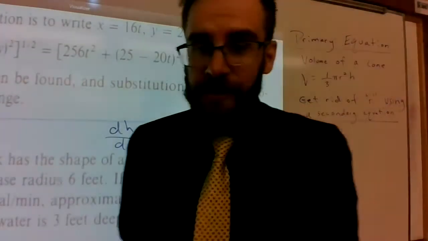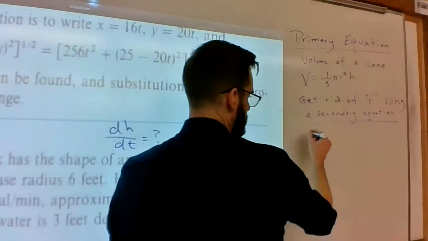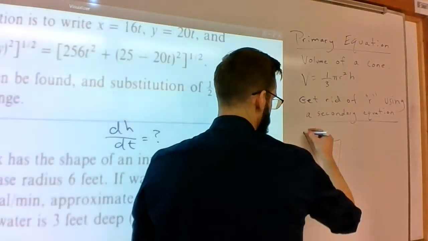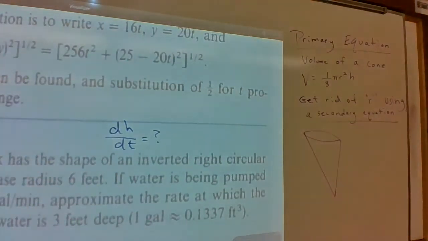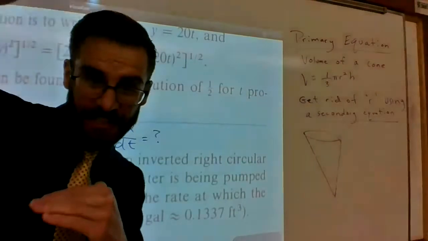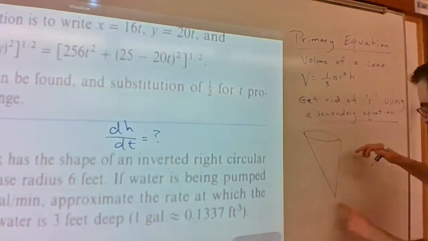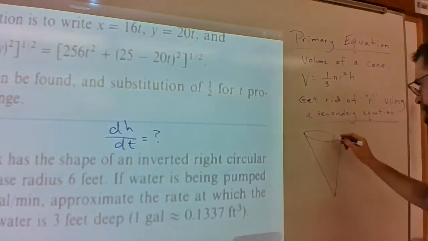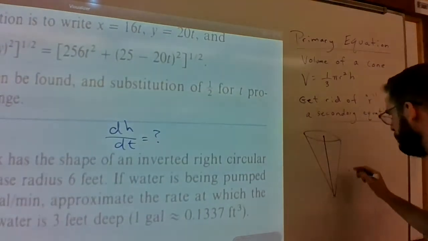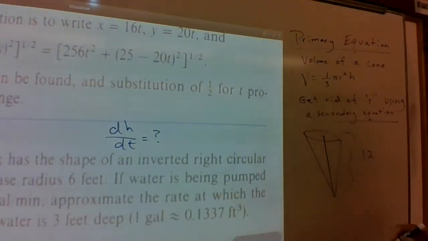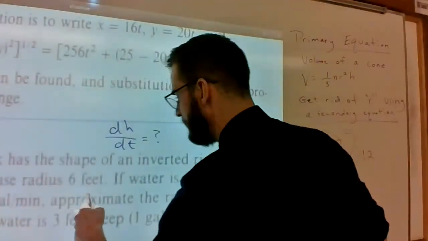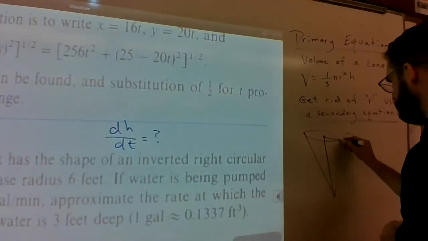And here's how I'm looking at this. So here's the cone. Its altitude is 12 feet. So that's basically the height of the cone from top to bottom. So that height is now 12. And it gave us a base radius of 6, so this is the base of the cone.